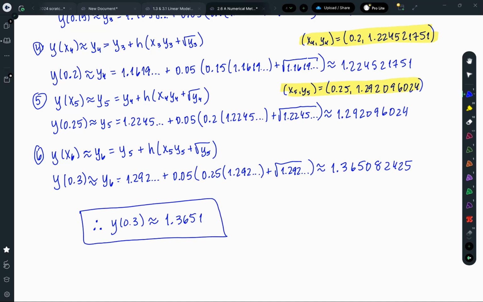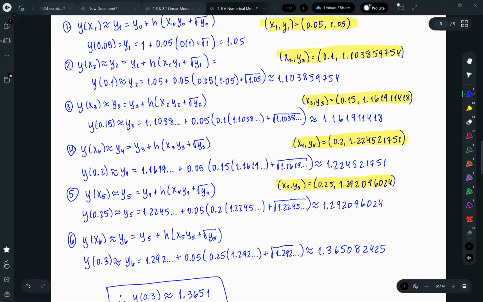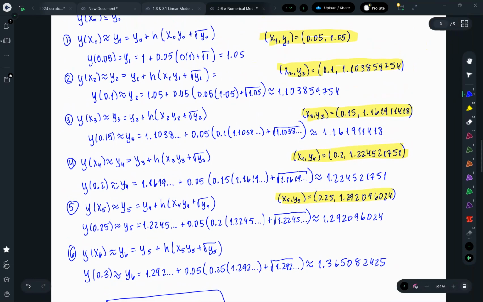Everything else was just the side work, really. But you have to show the side work, okay? That is part of the problem, showing that you know how to do this process, okay?